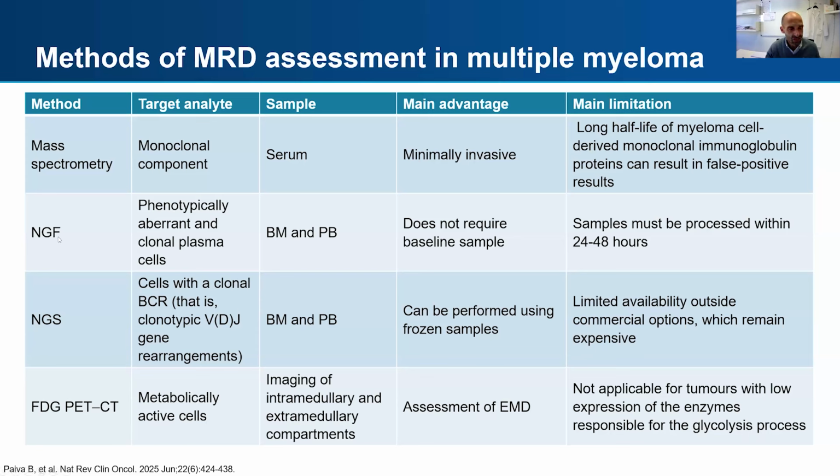We have next generation flow cytometry and sequencing that detect aberrant clonal plasma cells either in the bone marrow as well as in the peripheral blood. And obviously, each method has its own advantages and disadvantages, and one should select one or the other based on these advantages. And we also have imaging techniques such as PET-CT that detect metabolically active cells inside and outside of the bone marrow. And this is very important in a disease like multiple myeloma.